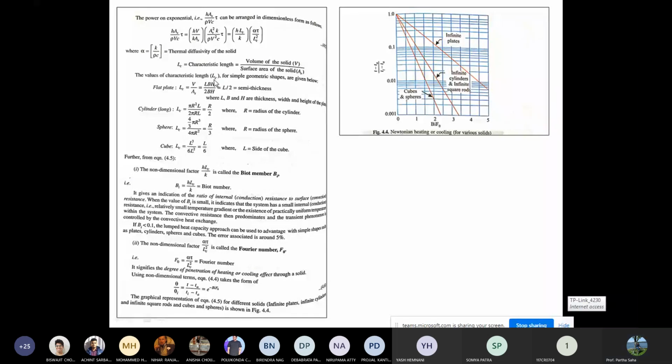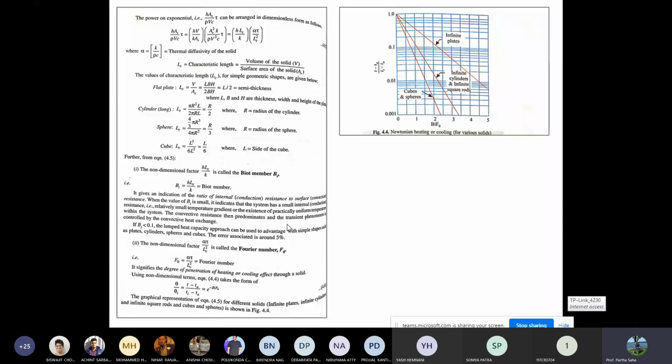Now, the most important part: since we say that this is a dimensionless number and we rearrange this term, hLc by k is called the Biot number. hLc by k is a Biot number and it is given by Bi, that is hLc by k. It is nothing but Lc by k divided by 1 over h. So that is the internal resistance, Lc by k, divided by the surface resistance, that is 1 over h. When the value of Bi is small, it indicates the system has a very small resistance, that is a relatively small temperature gradient, or the existence of practically uniform temperature within the system. The convective resistance then predominates.